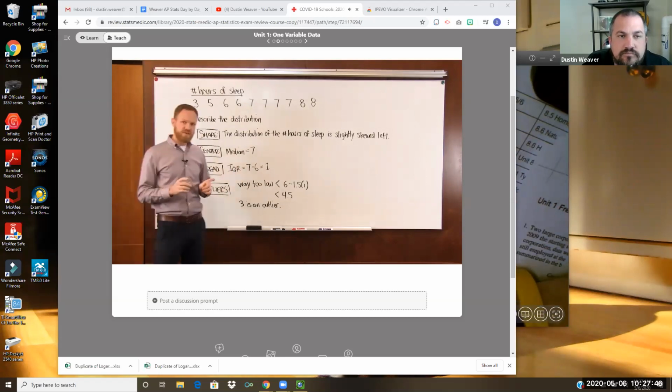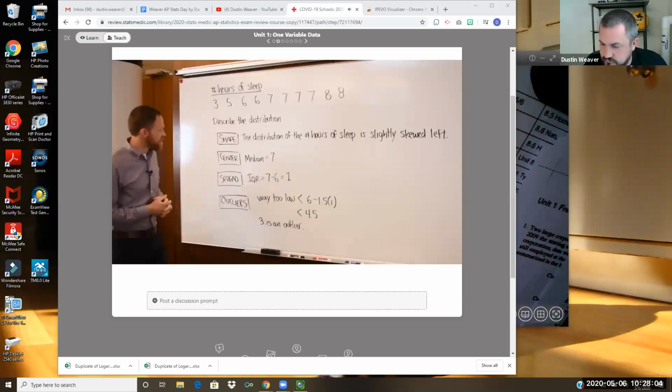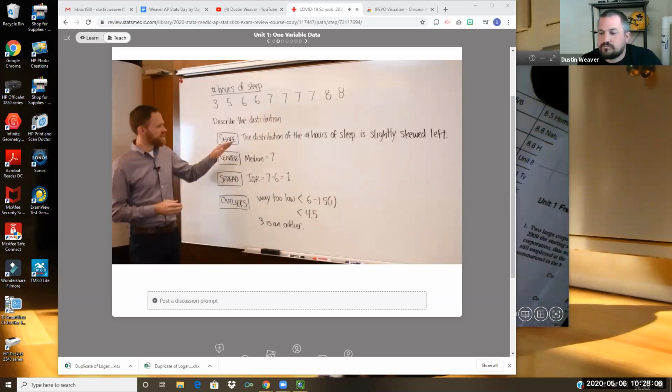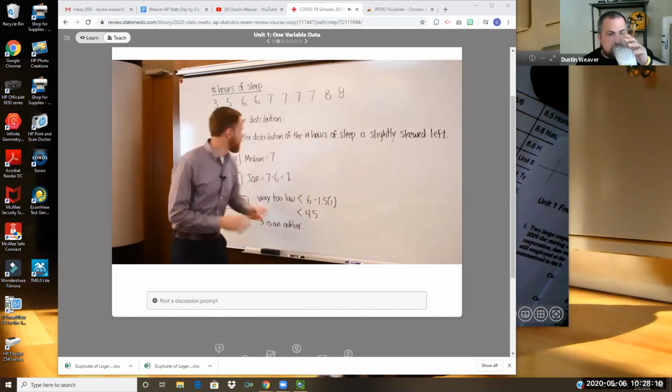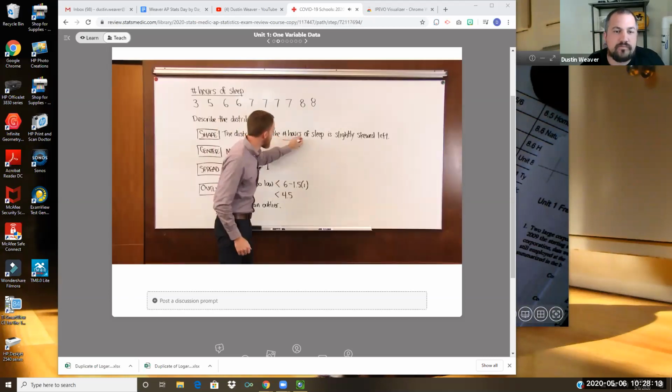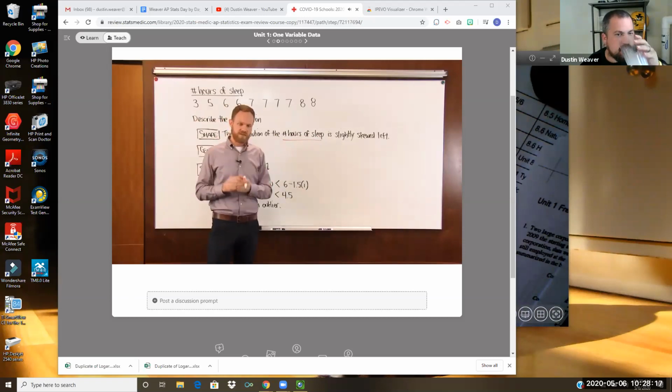The first thing that you should do when given a set of data like this is to create some type of display. So we've created a dot plot here, and from the dot plot you can see that this distribution is slightly skewed to the left with this possible outlier that's drawing the distribution down to this value of 3. So you can see in the solution here that we've said the distribution of the number of hours of sleep is slightly skewed left. Very important here, we said the number of hours of sleep. This is where we have established context in our solution.